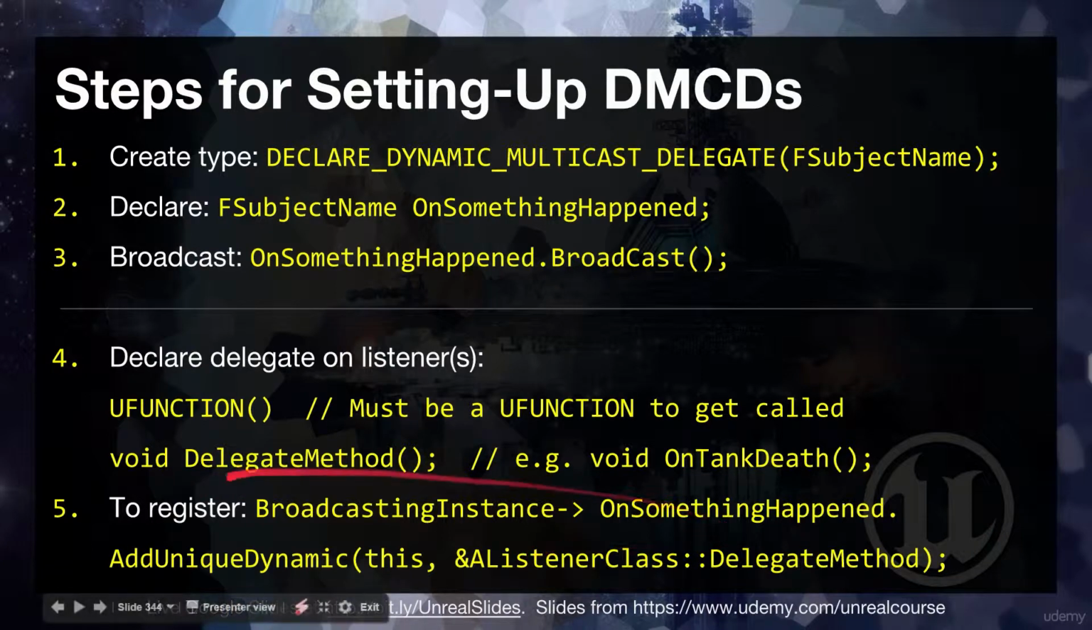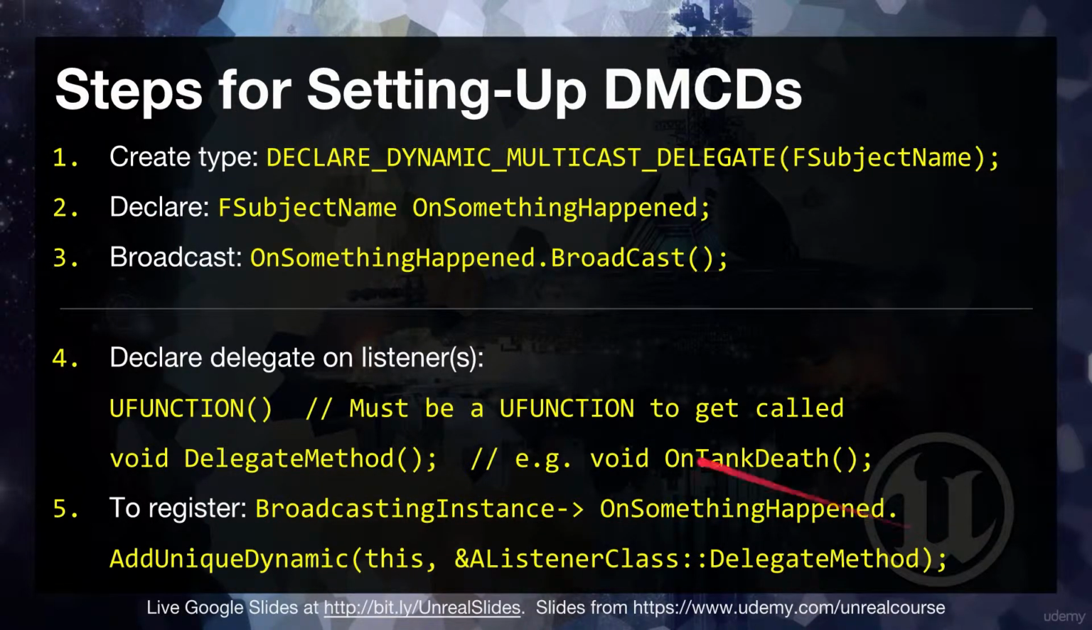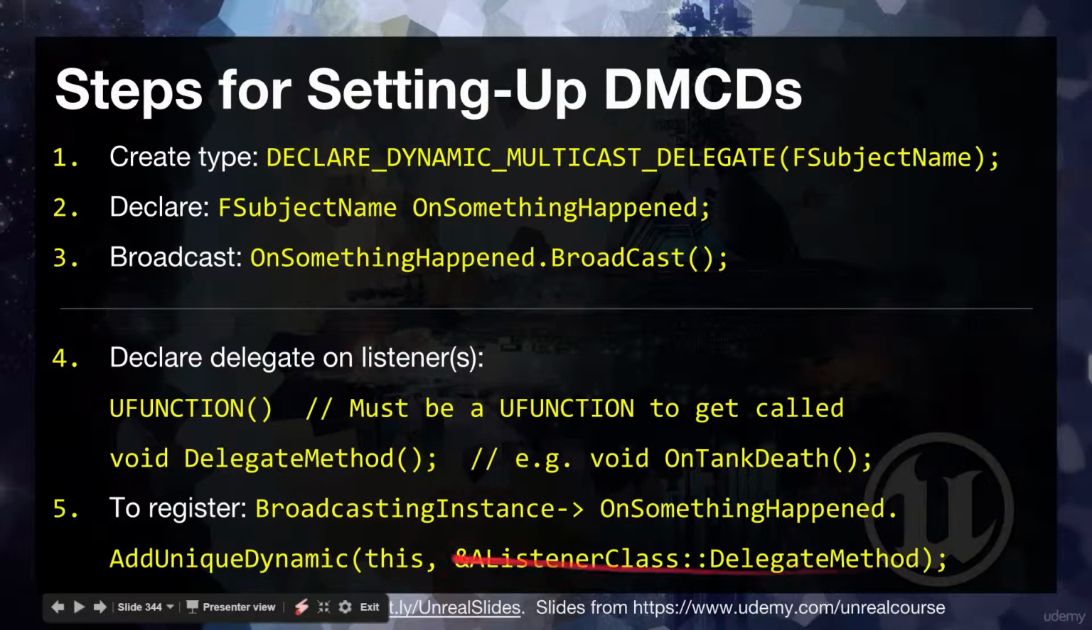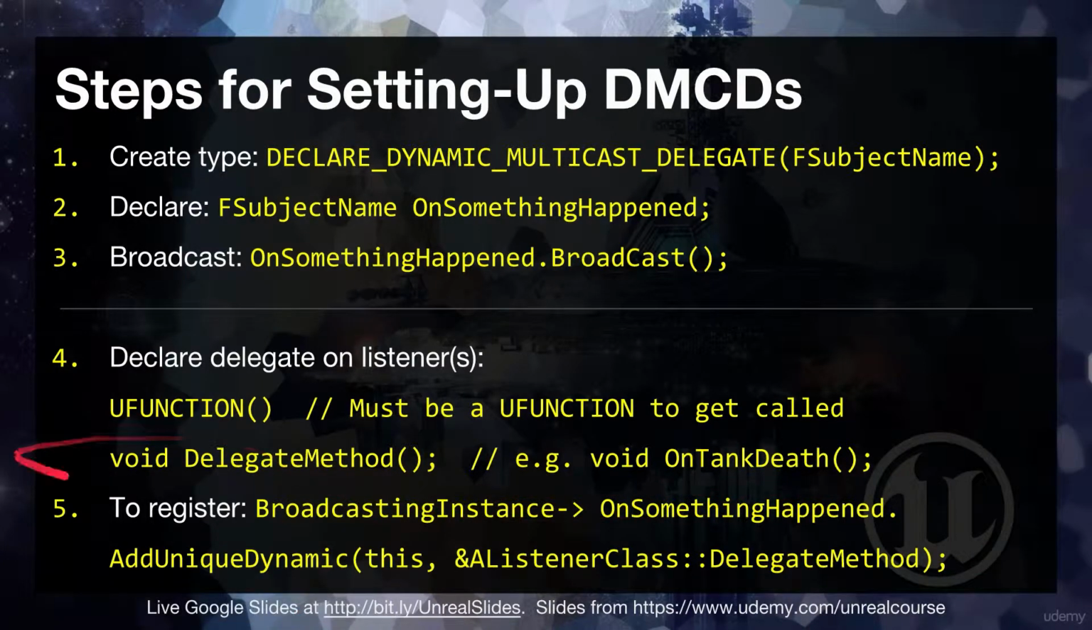And then to register to listen, you do this. You find the broadcasting instance, i.e. the possessed tank, in our case, and then you say onSomethingHappened, i.e. onTankDeath, .AddUniqueDynamic, this, i.e. the tank player controller, the AI controller, whatever, and then the class we're in, the player controller, the AI controller, the listener class, and then you tell it the address of, this is an ampersand operator, address-of operator, you're saying go find in memory the delegate method, i.e. the onTankDeath, which we declared here.